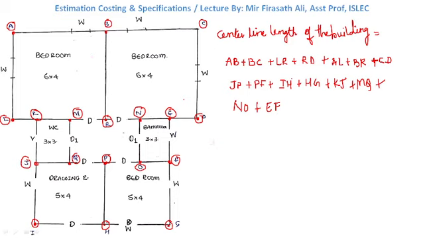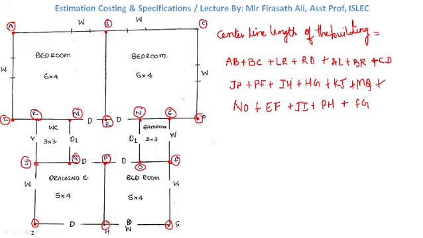These horizontal walls are plus JI plus PH plus FG. So, these are nothing but center lines of the building.